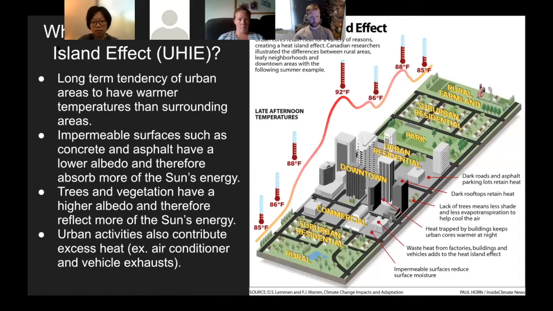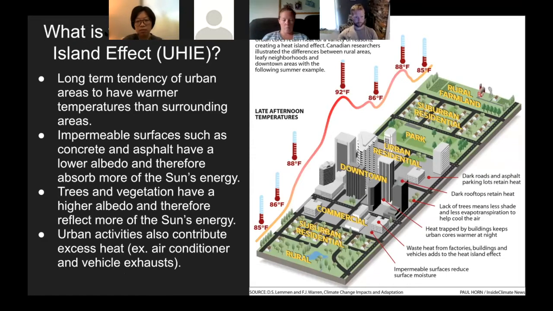So just as an overall background, because this is the common thread throughout all of these projects, I just wanted to quickly go over what the urban heat island effect is. It's the tendency of urban areas to have warmer temperatures than the surrounding more vegetated areas. This is because of the amount of impermeable surfaces such as asphalt and concrete, which have a lower albedo, meaning that they absorb more of the sun's energy and don't reflect as much of it, whereas trees and vegetation actually reflect a higher amount of that energy.